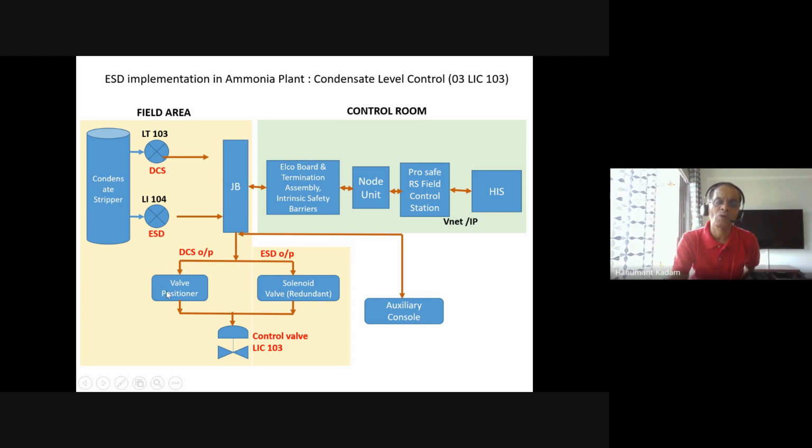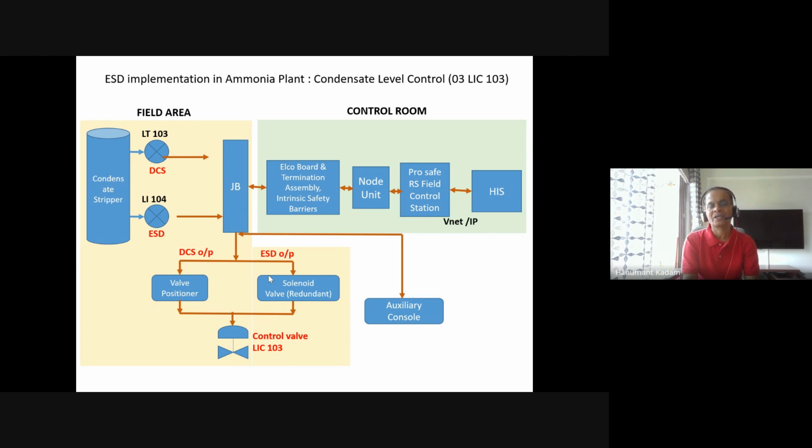You can see here the valve positioner. If this DCS output fails to control, then your emergency shutdown system will turn it on or off. There are two solenoids, which are also redundant, and the valve will go to a safe position, a fail-safe position, whether it is open or closed. Even if this also fails, the operating staff can operate from here and control the valve. That way, the criticality is there in this area.